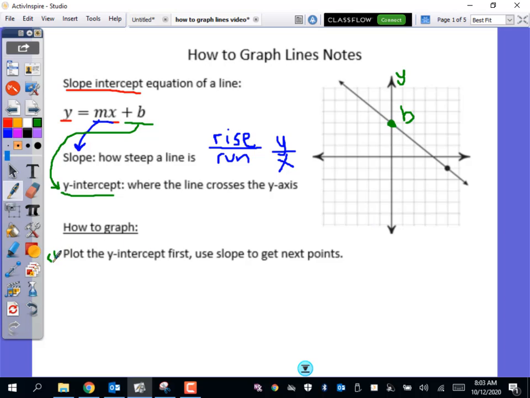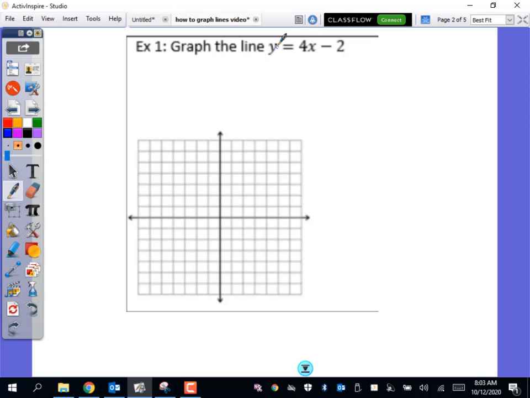But how do you graph? First, you're going to plot the y-intercept. Always, always. That's why it's b, beginning at the y-intercept. And then the second thing is we're going to use the slope to get to the next point. So that's how they ended up with this point over here, is they used the slope to get it. So let's look at this first equation. It says graph the line y equals 4x minus 2.